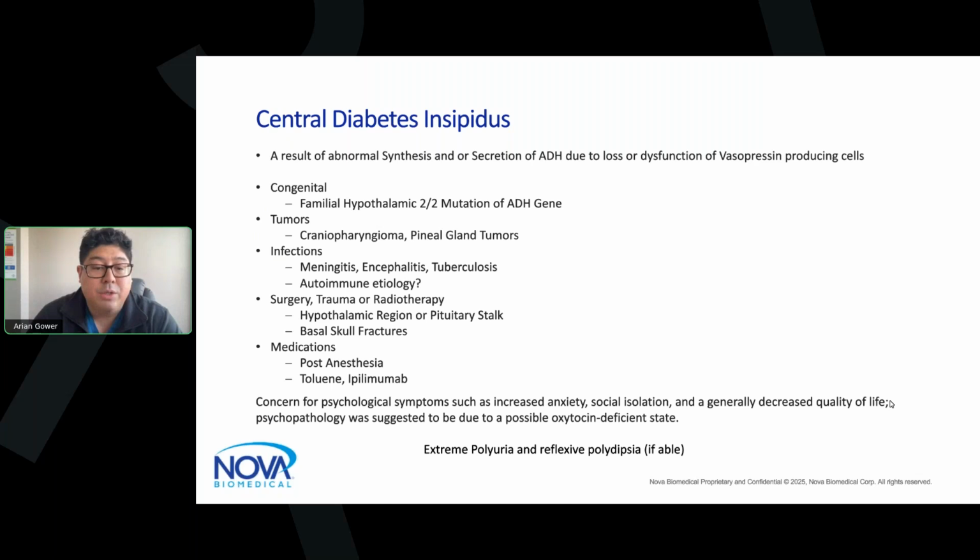Again, these particular patients, they're going to have this extreme polyuria with reflexive polydipsia when these patients are able to. Understandably, if patients are post-anesthesia or suffering from trauma or severe infections, their ability to obtain water on their own might be limited. These are the patients who are acutely ill in the hospital, who we often see this rapid rise in their serum sodium levels as they do not have access to free water on their own. Next slide.